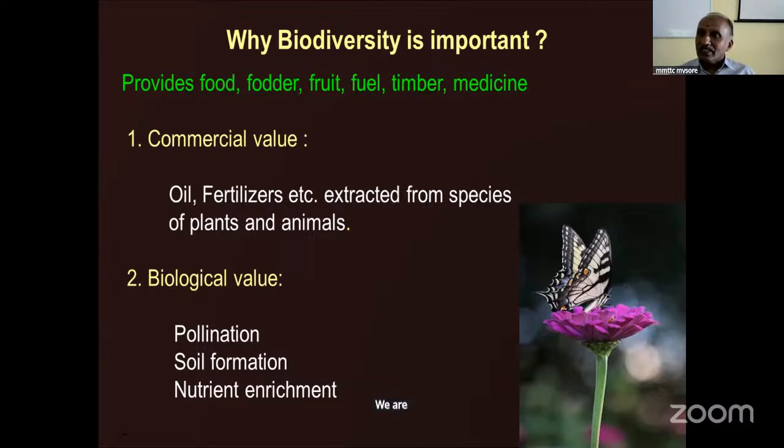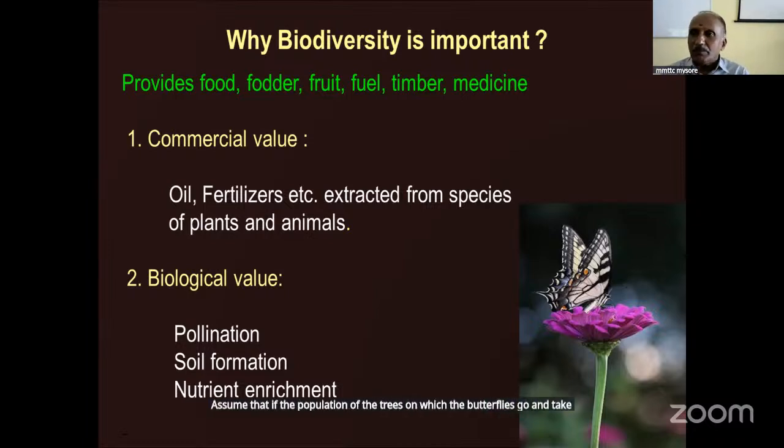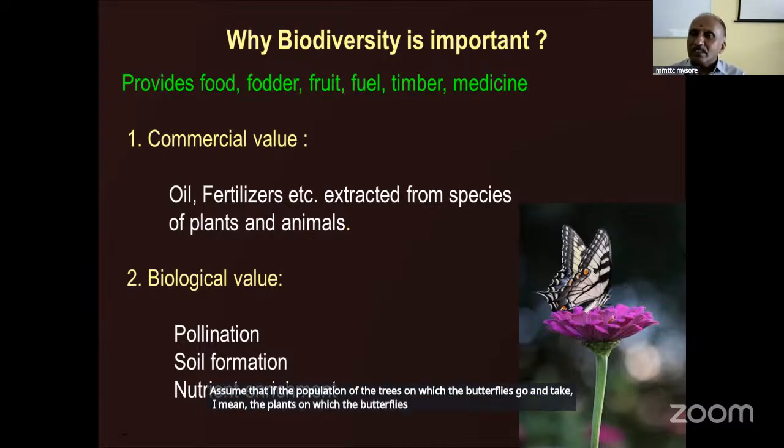We are not doing it. It is the varieties of animals that are doing it, isn't it? Butterflies, honeybees, moths, ants, snails, slugs, they are doing this job. So that is the biological value of pollination. And assume that the plants on which the butterflies absorb nectar and go from flower to flower, while going they carry the pollen grains and dust them onto another flower to effect pollination.